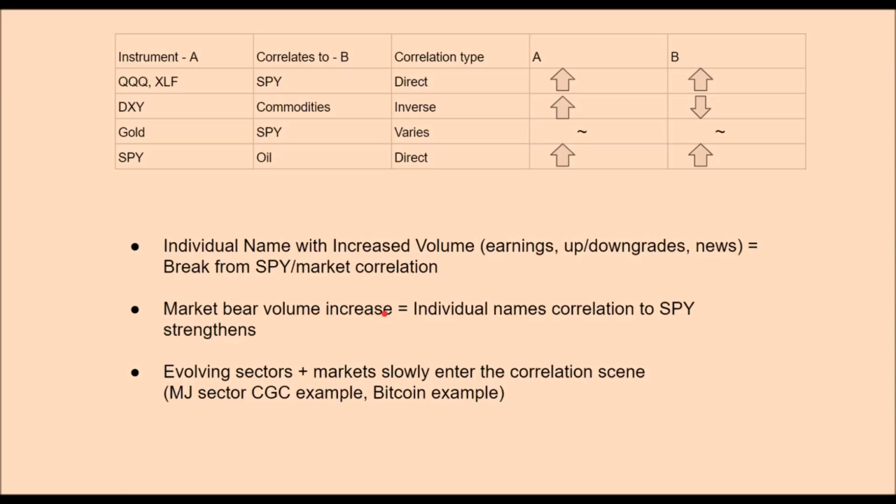Market bear volume increase. Individual names correlation to SPY strengthens. That's that fear narrative. When there is fear in the air, correlations pick up to the downside.